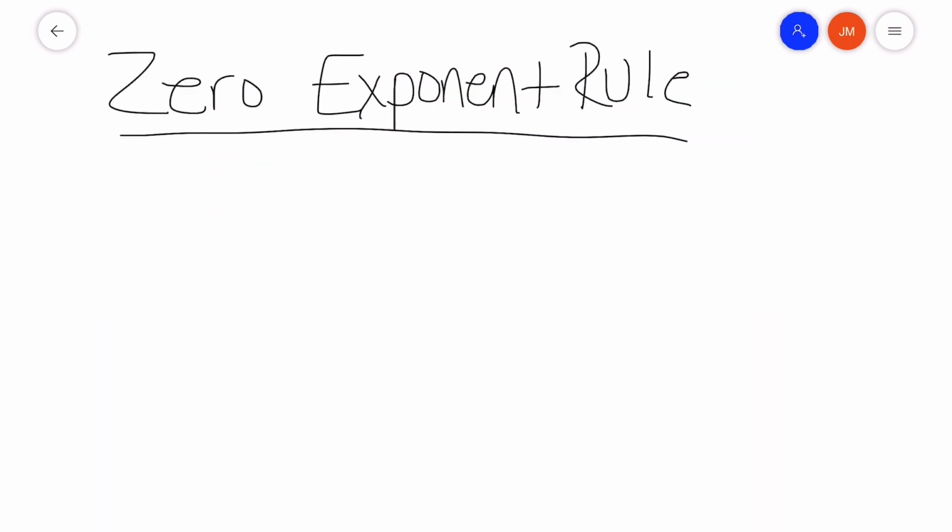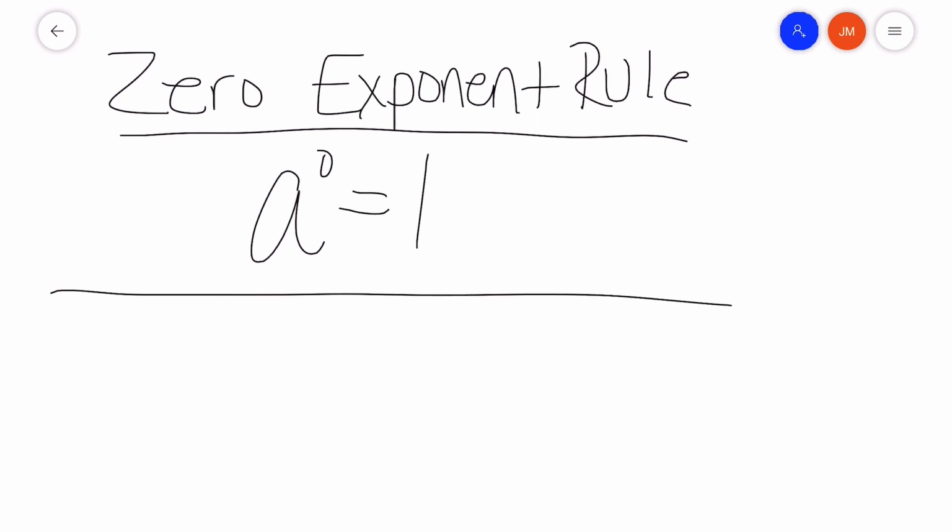Okay, moving on to our final rule, we're going to discuss the zero exponent rule, which states that anything raised to the 0th power is 1. So a raised to the 0th power equals 1. Now let's do an example.